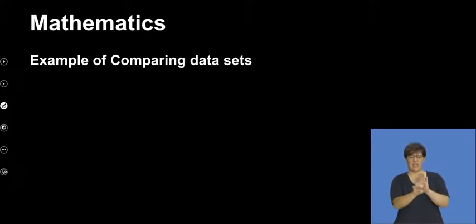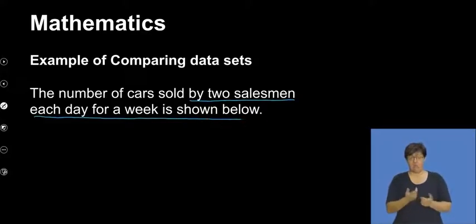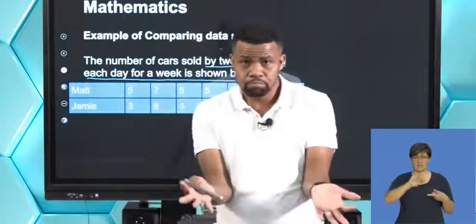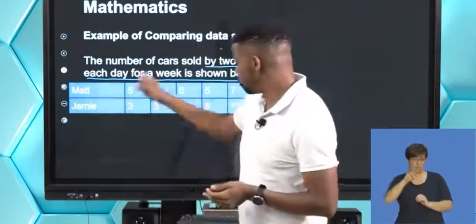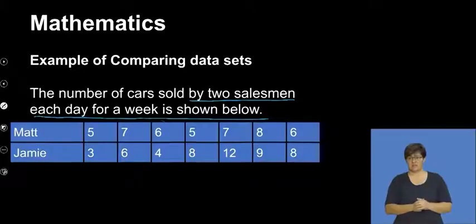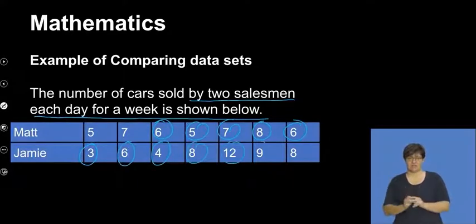So, an example of comparing sets of data, let's look at it. The number of cars sold by 2 salesmen each day of the week is shown below. So what you have is Matt and Jamie. They work for a dealership, they sell cars. Matt sold 5 cars on day 1. Day 2 he sold 7 cars. And day 3, 6 cars, 5, 7, 8, and 6. And Jamie went 3 cars, 6, 4, 8, 12, 9, and 8.